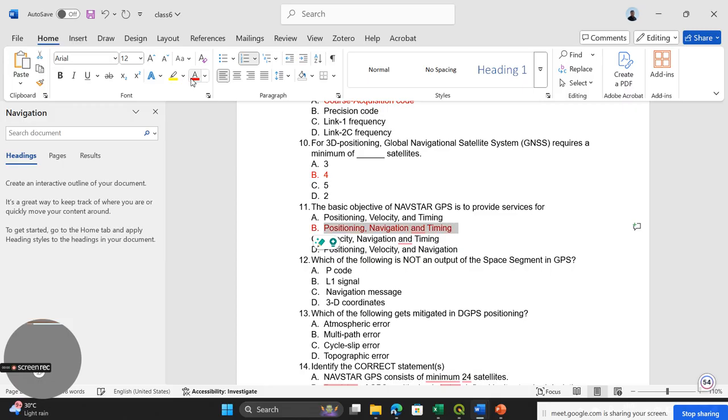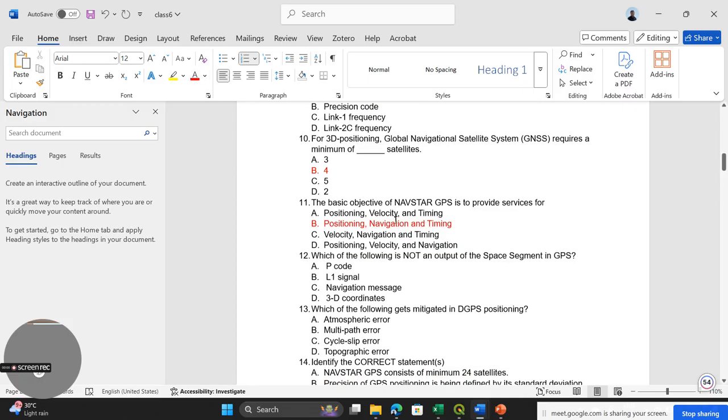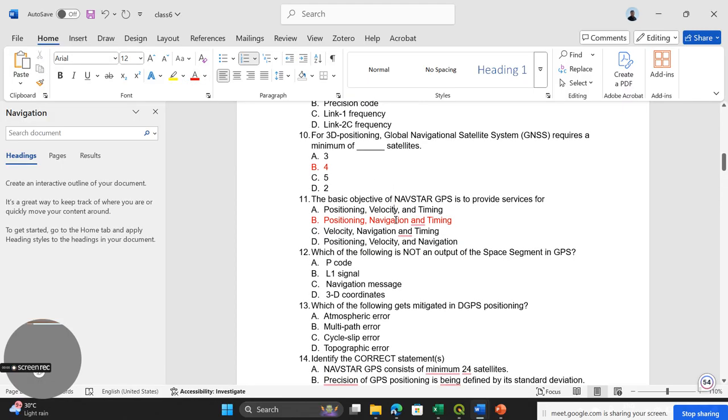Yes, so velocity we will not get. Why? Because it is a derived product. Once we get the position and timing, how much time, like how we are changing our location with respect to that time, and then after we can find out the velocity. So velocity is the derived parameter, not the initial parameter which we get.